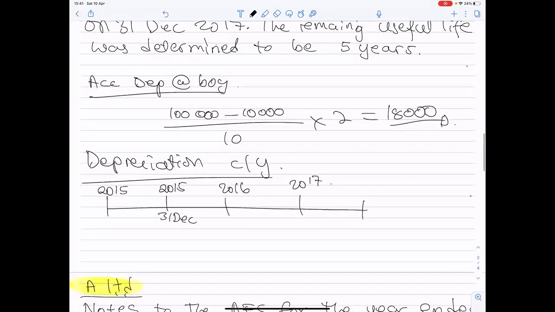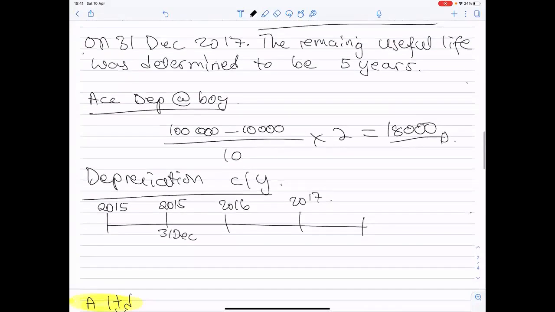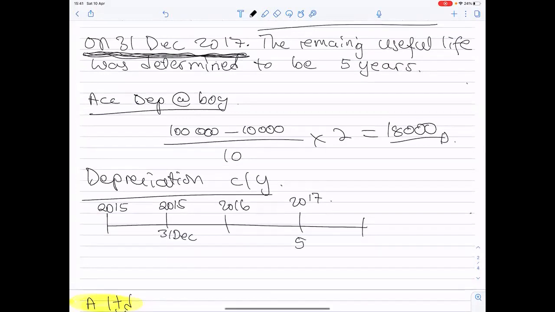Now, they are saying that on the 31st of December 2017, the remaining useful life of the asset is 5 years. Do we agree? That's what they're saying. On the 31st of December 2017, the remaining useful life was determined to be 5 years.